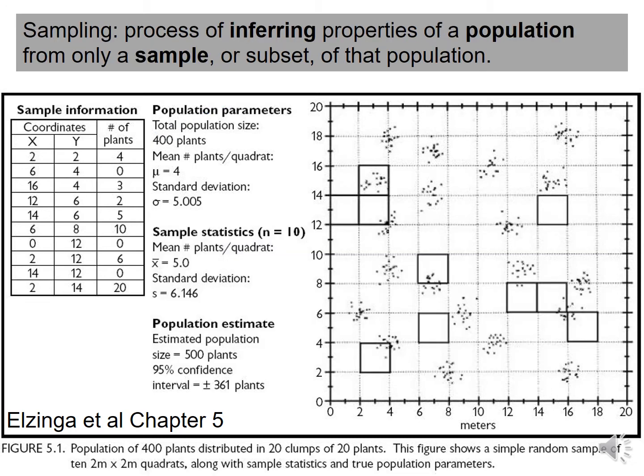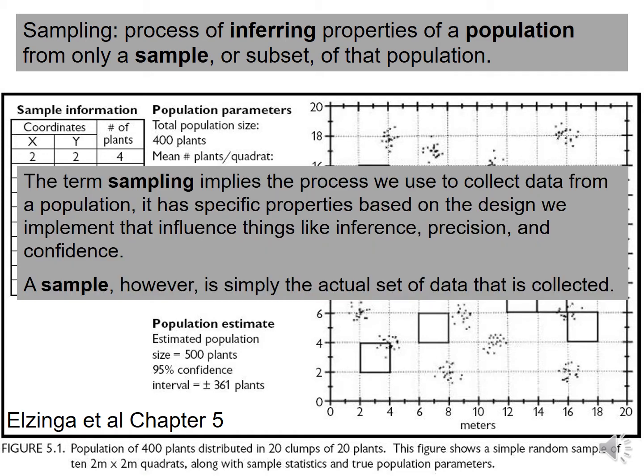Now let's look at the term sampling, which is used when referring to the process of drawing conclusions about a population from only a sample. This term carries certain connotations behind it about the inference, precision, and confidence we have in our conclusions based on specific properties of the design used to collect the samples.